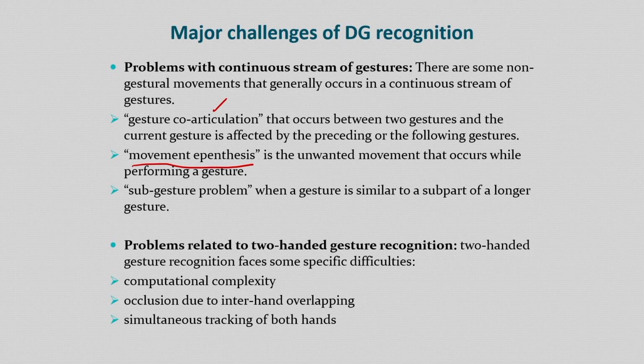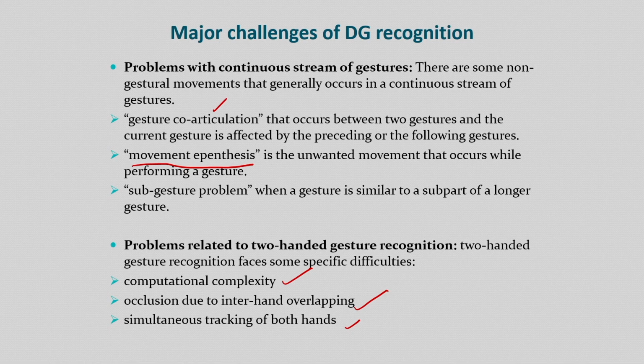It is very difficult in case of two-handed gesture recognition. One is the computational complexity, and one is the occlusion due to inter-hand overlapping, which I have already explained. If I consider the overlapping of two hands or the overlapping of the fingers, that is nothing but the occlusion, the self-occlusion. Simultaneously we have to track both hands, so we have to develop a tracking algorithm that can track both hands. These are the major challenges of dynamic gesture recognition.